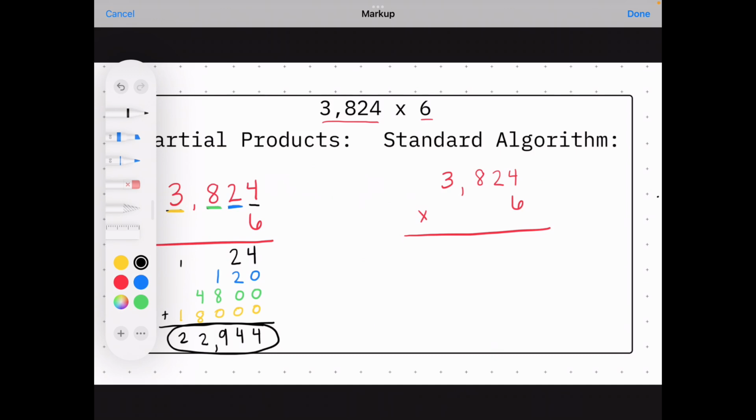I know 6 times 4 is 24. This time I carry the 2. 6 times 2 is 12, plus 2 is 14. 6 times 8 is 48, plus 1 is 49. So a lot of carrying in this problem. And then 6 times 3 is 18, plus 4 is 22. And this time I can just drop down that 22 because there's no more digits to carry to. Final answer is the same, just a different way to solve.